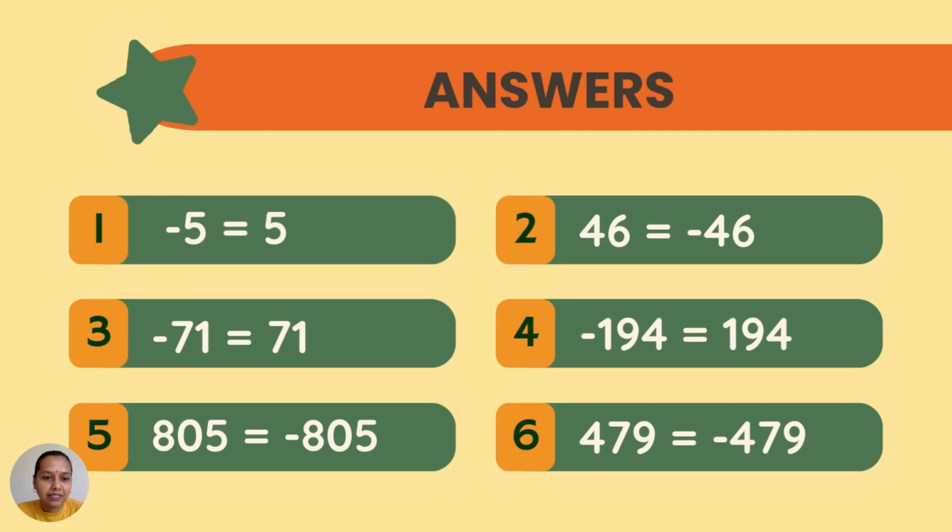And here are your answers. Number 1, negative 5 is equal to a positive 5. 2, 46 is equal to a negative 46. Number 3, negative 71 is equal to a positive 71. Number 4, negative 194 is equal to a positive 194. Number 5, 805 is equal to a negative 805. And for number 6, 479 is equal to a negative 479.